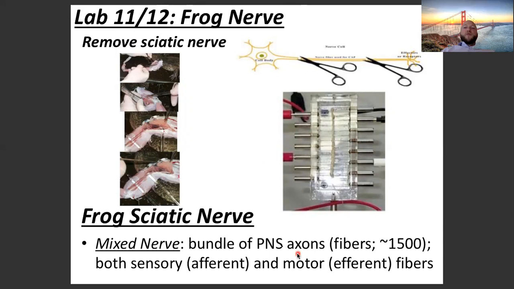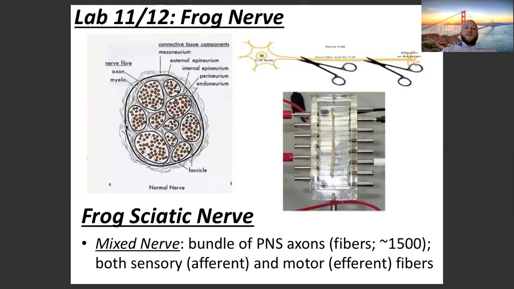Now, we have 2 main types of peripheral nervous system cells. We have afferent cells, which bring information from sensors to our central nervous system. And then we have motor or efferent fibers, which send signals from our central nervous system out to something that can affect change. The frog sciatic nerve is a mixed nerve, so it has both afferent and efferent fibers. It has around 1,500 of these nerve cell axons.